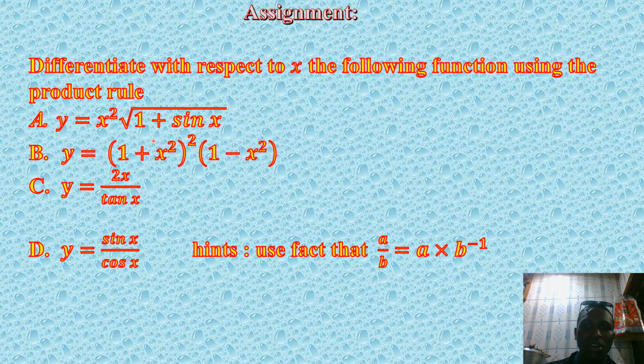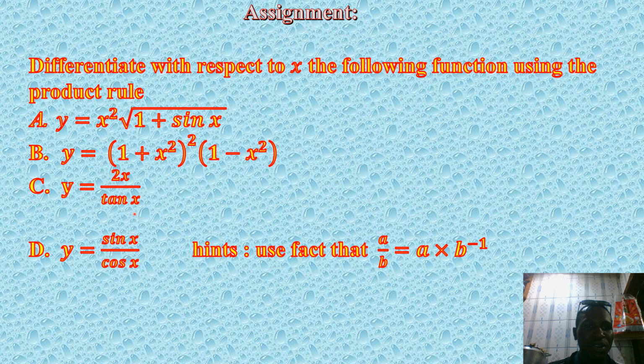I'll leave you guys with this assignment. You have to differentiate these functions with respect to x using the product rule. So the first one is y equals x squared times square root of 1 plus sine x. You use the product rule to differentiate. Then b, y equals 1 plus x squared, all that squared, times 1 minus x squared. So the c part is y equals 2x divided by tangent of x.